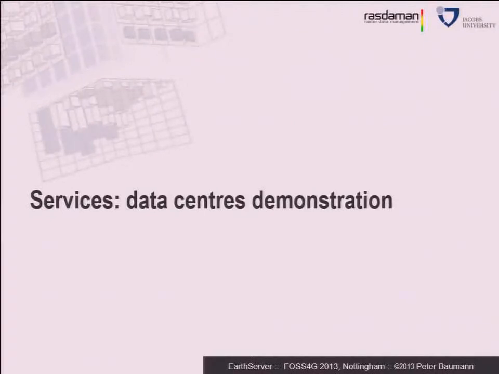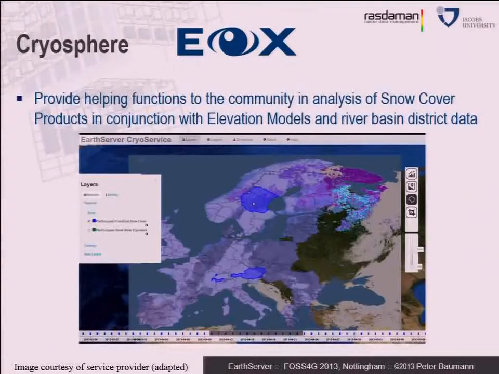Let's have a look at the services that are being built on top of this technology. So for the storage, processing and visualization, we have different domains of data providing solutions for accessing, processing and analyzing data. One of them is the Cryosphere data service, which provides you a web interface for accessing and analyzing snow cover products, and you can do combined analysis with digital elevation models and river basin district data. That can be done directly on the web interface, which builds the query for you, and you get the results displayed.